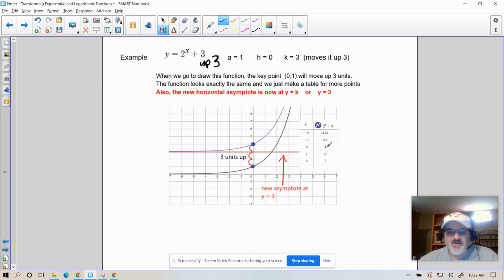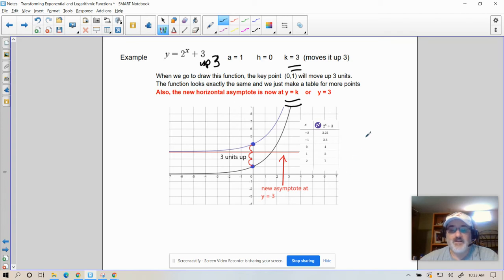Now, the important thing to remember is the asymptote, which was y equals 0, is now up 3 units also. So the new asymptote is y equals 3. Now we can say that the asymptote, without even looking at the graph of an exponential function, is always going to be y equals k. Notice k was 3. I moved up 3 units. So my new asymptote is the horizontal line y equals 3.